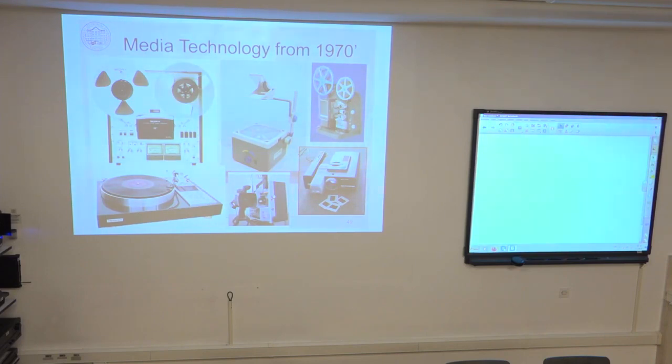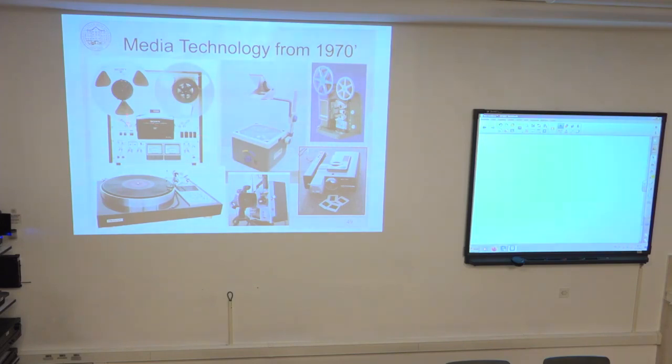For the audio part, we had magnetic tapes. This is a multi-channel tape recorder. We had turntables for records. For movies, we had a camera projector like this one, or a bit more modern like this one. But nevertheless, for each type of media, you had a separate recording device and a separate playback device. Recording was much more complicated at that time.